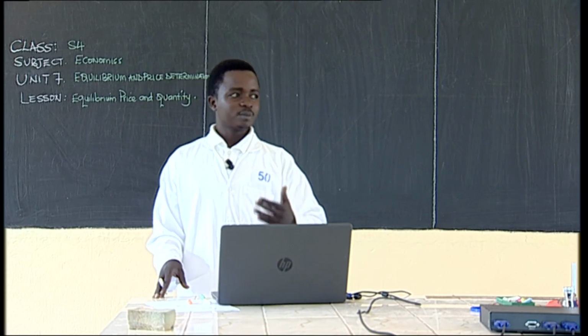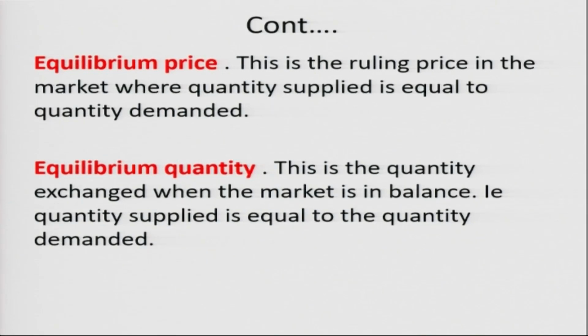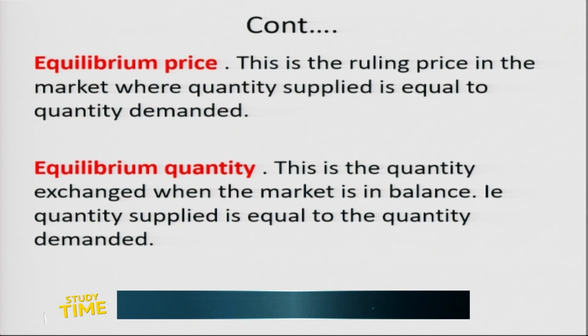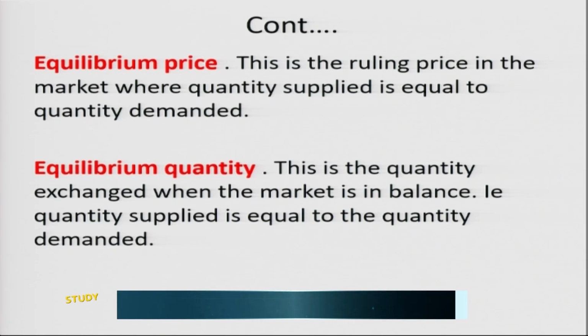So what is an equilibrium price? The term equilibrium is where you find two things are somehow equal. You are in a state whereby you're stable, two forces acting on something are equal, and therefore nothing is trying to change. So equilibrium price is the ruling price in the market where quantity supplied is equal to quantity demanded. So they are balancing.